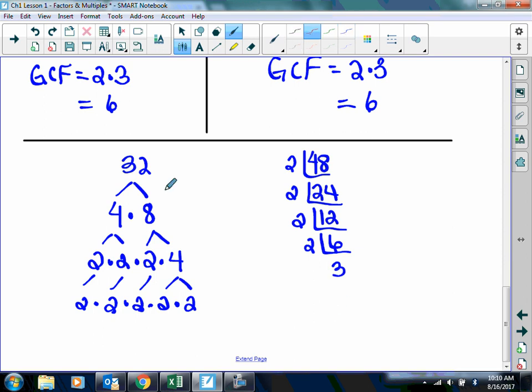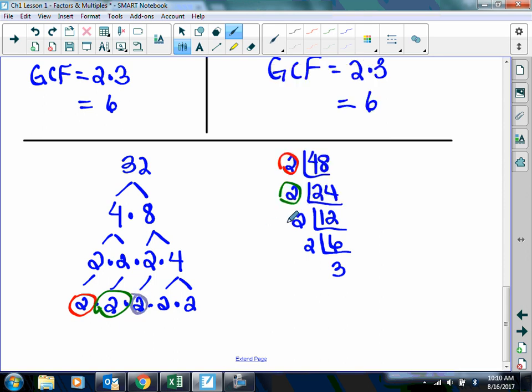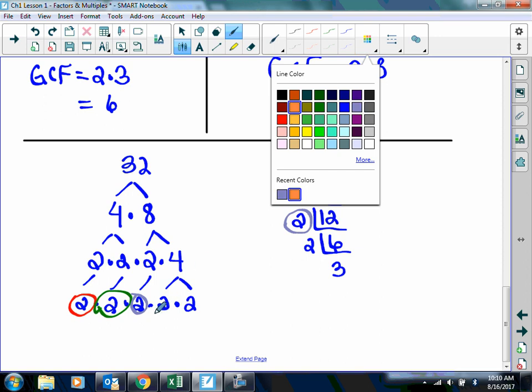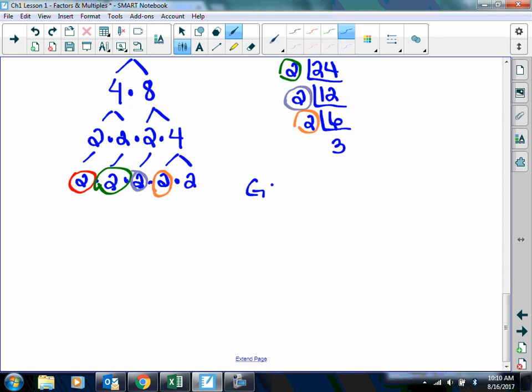Very good. So now, let's look at what they have in common. So here we've got a 2. We've got another 2. We've got, let's see, let's use purple. We've got another 2. And let's use orange. And we've got another 2. So, to find our greatest common factor, what am I going to multiply? 2 times 2 times 2 times 2. Very good. Now, when we multiply this, you can multiply in any order, right? So I'm going to do 2 times 2 is 4, and then over here 2 times 2 is 4, and then I'm going to multiply 4 times 4 is 16. Very good. So my greatest common factor is 16.